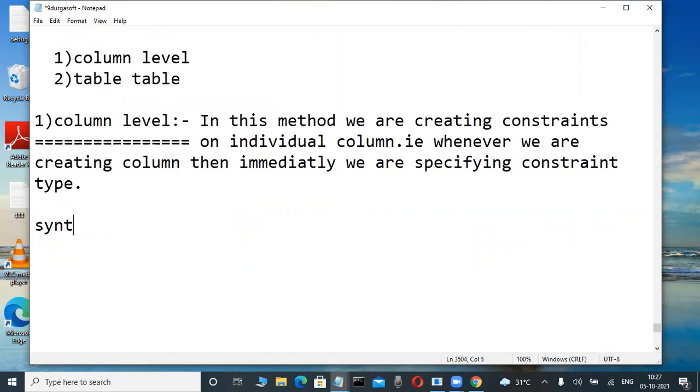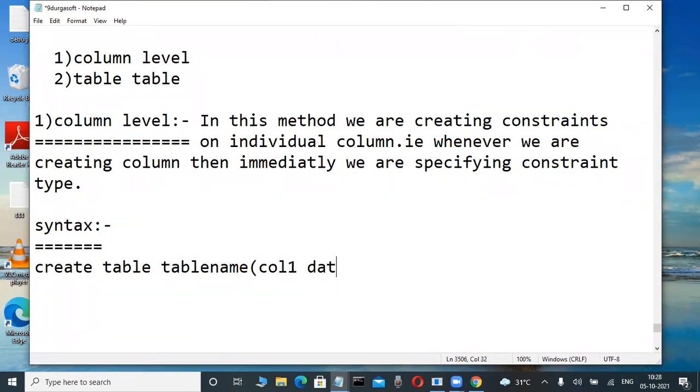Now the syntax is very easy. What is the syntax at the time of table creation? Observe here. Suppose create table name. Here we are using column name 1, data type, here size. Immediately we are using not null, here primary key, here foreign key, here check. Like this, these keywords are called constraint type only.